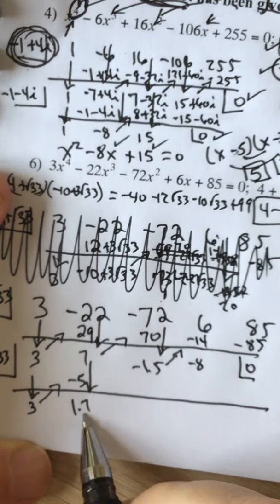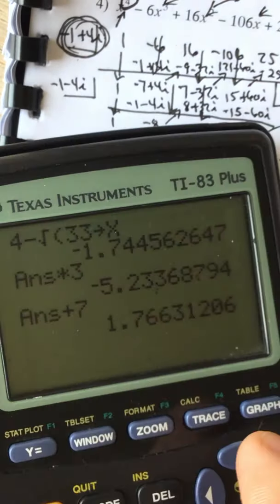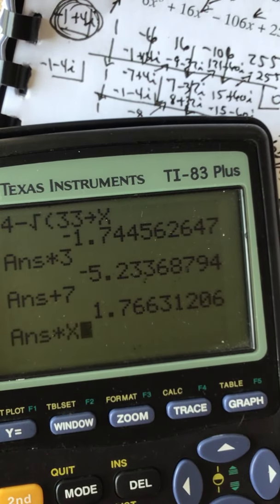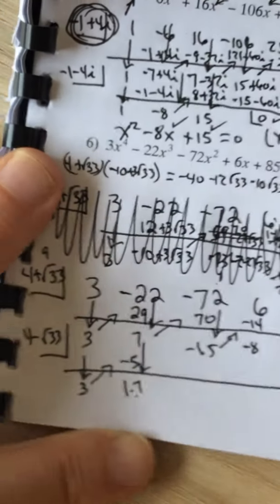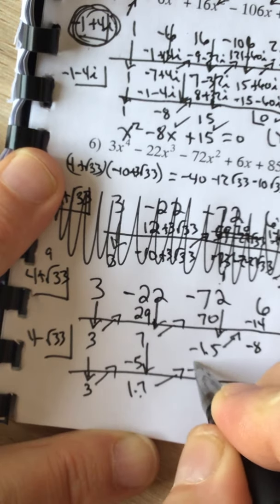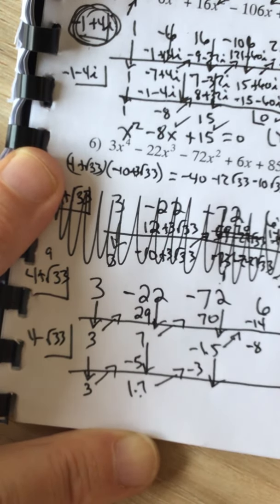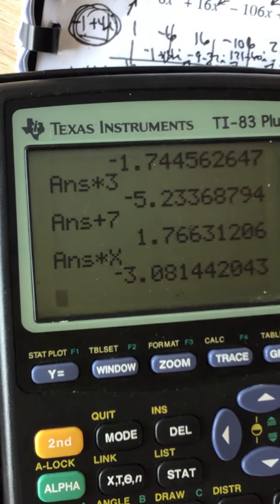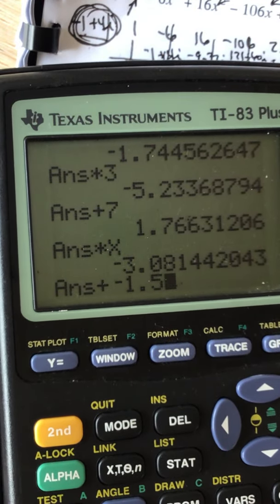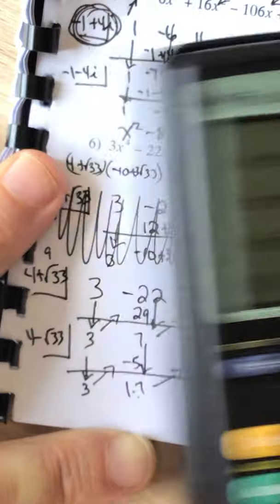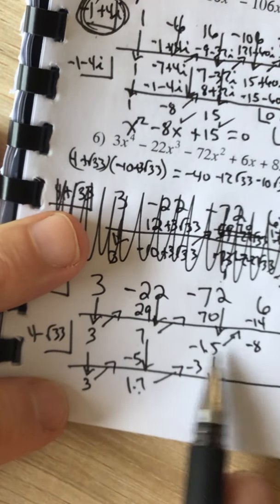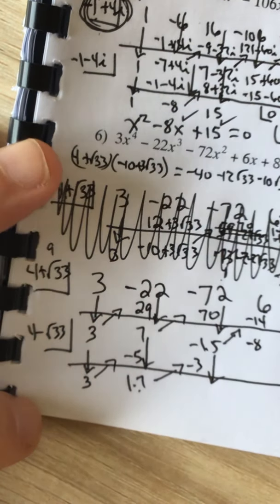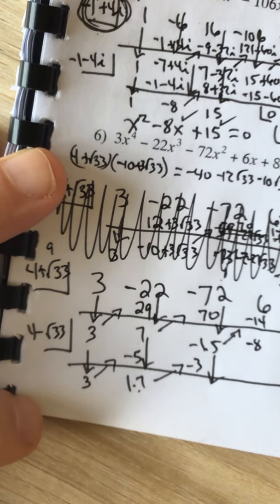I need to take that 1.7 times this X number. So I'm going to go times X. Let's take 1.7 times X, it's about negative 308. Now I'm going to add the negative 1.5. So that negative 308 plus negative 1.5. Uh-oh, this isn't going to do it, is it? These are all rounded spots right there. Good grief, I'm going to have to start this one over.